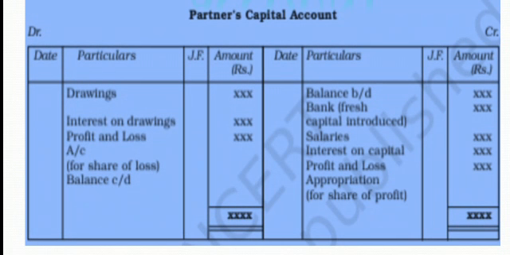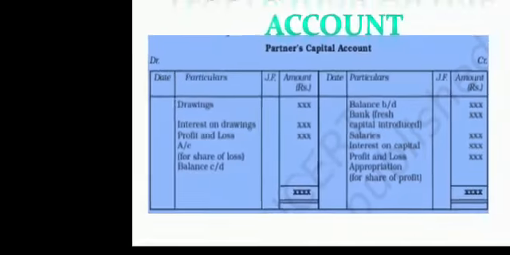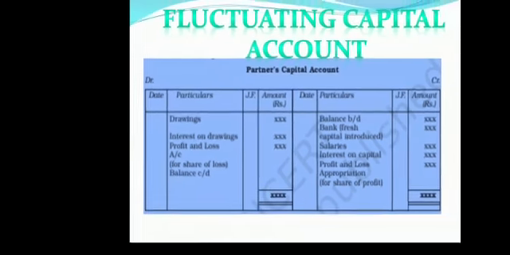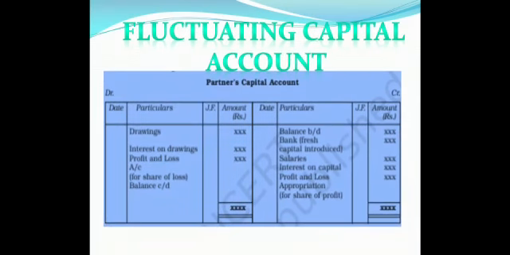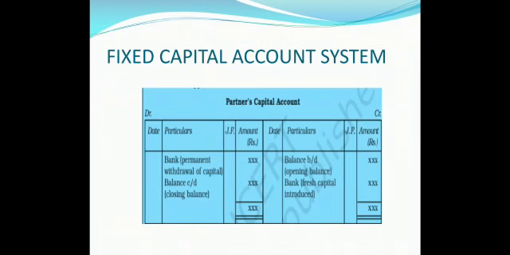Now all minus items, that means the items which are going to reduce the amount of capital, will be shown on the debit side. You all know drawings is a deduction in capital, so it will be shown on the debit side. Interest on drawings also will be deducted from partner's capital account, so it will also be shown on the debit side. Then profit and loss account, if there is divisible loss, then profit and loss appropriation account, that will be deducted. Then finally the balance carried down. So it is a regular account which we are showing here. Regular capital account as we used to prepare for a sole proprietor. No difference in that.